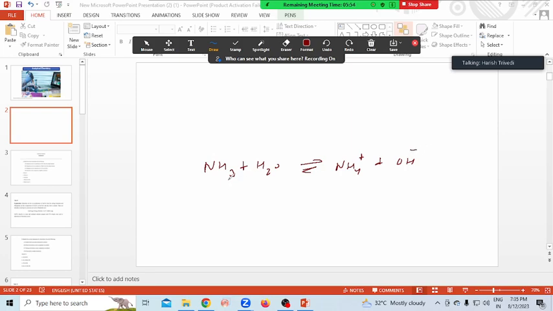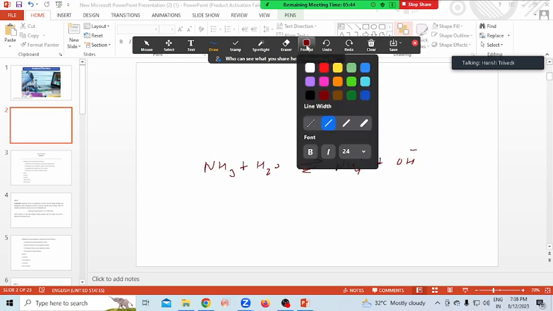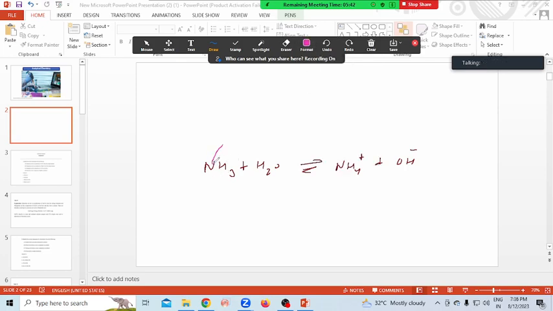So here, according to Bronsted and Lowry theory, we can define them as an acid or base. So here you can say from ammonia to ammonium, what is happening? It is accepting H plus ion. So it will be considered as base, obviously, because it is accepting. We can say base 1.